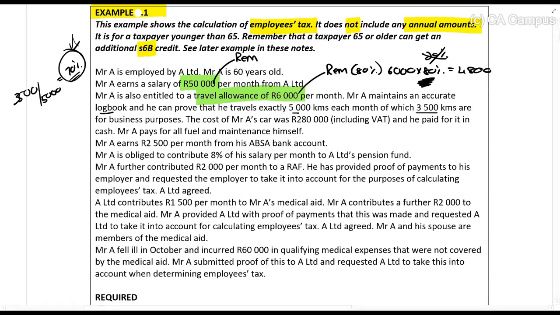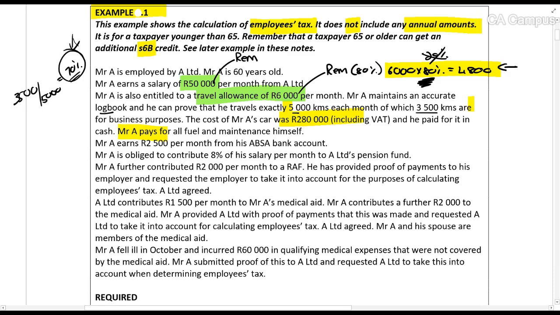All of this information about the logbook has nothing to do with the employer. They won't do it. That's why this is the only thing that the employer will do. So all of this information about the kilometers traveled, the cost of the car, the fact that Mr. A pays for fuel and maintenance, all of that is ignored by the employer, and this is all we do.